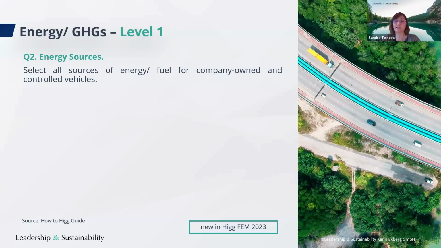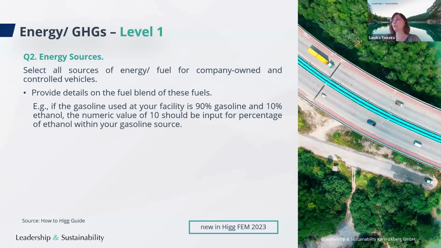And we have here a selection of questions from energy and greenhouse gas emission, level 1, and one of the questions is question 2, related to the energy sources: select all sources of energy, fuel for company-owned and controlled vehicles. Here you should provide details on the fuel blend of these fuels. For instance, if gasoline used at your facility is 90% gasoline and 10% ethanol, the numeric value of 10 should be inputted into the percentage of ethanol within your gasoline sources. So this is one of the requests in the FEM.